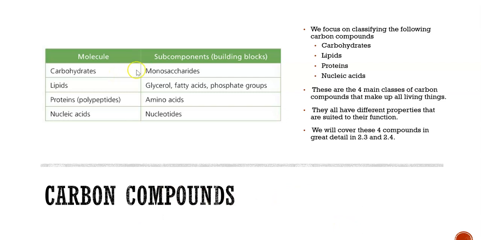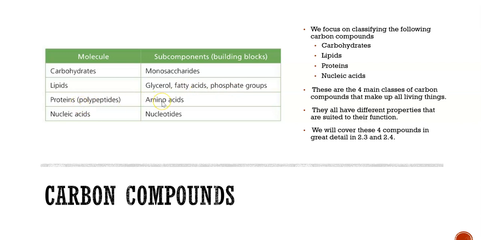Some examples of our carbon compounds here. We've got our carbohydrates and their subcomponents. They are the basic building block, as such, of each of these. Don't use that term basic building block, I'm just using that to imprint the message into your mind. So carbohydrates, the subcomponents would be our monosaccharides. So one sugar, monosaccharide, carbohydrate. Our lipids, and those subcomponents are our glycerol, fatty acids, and our phosphate groups.